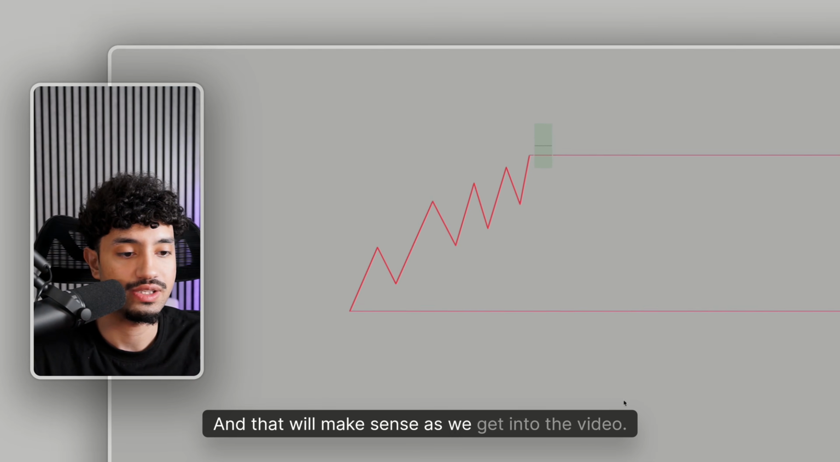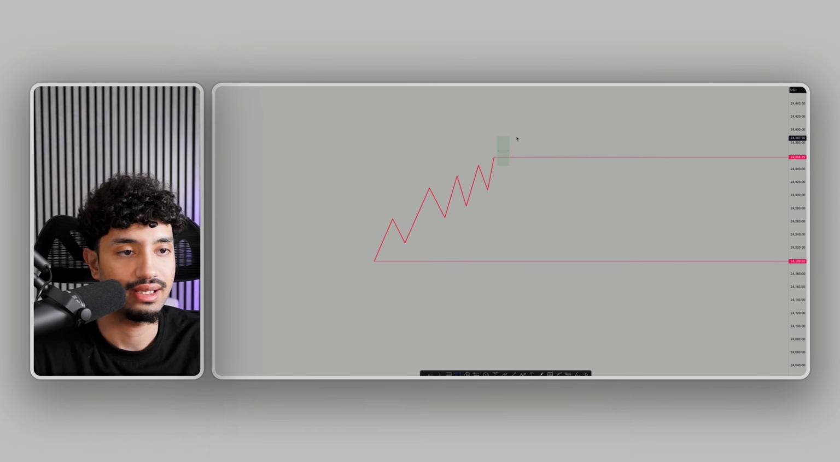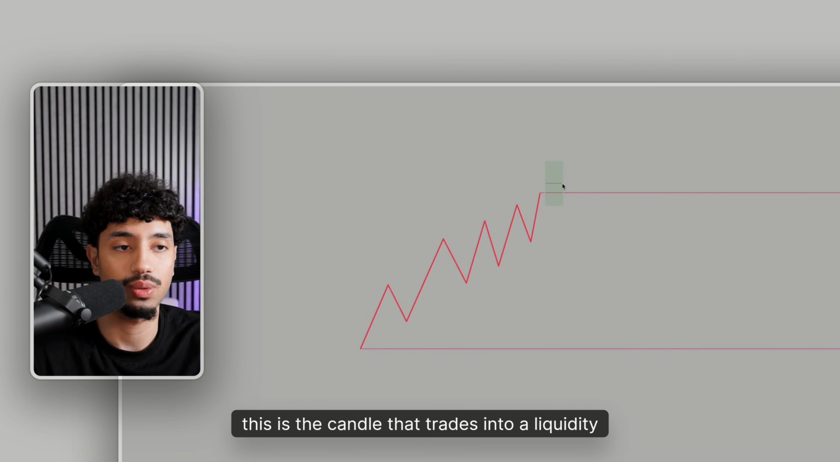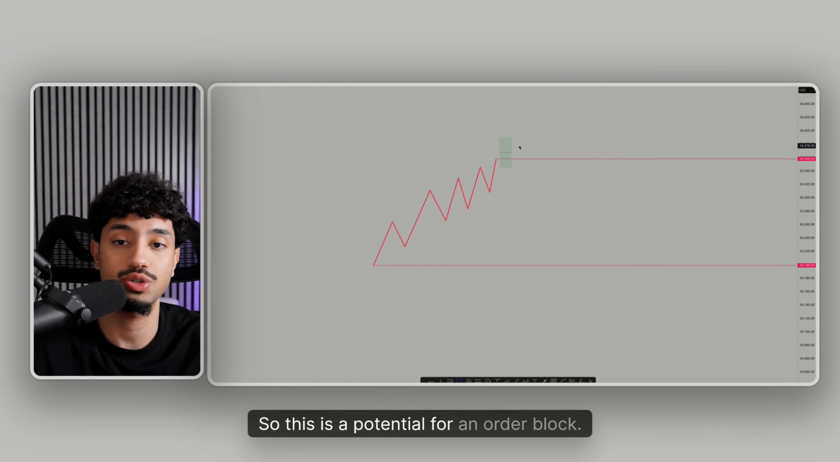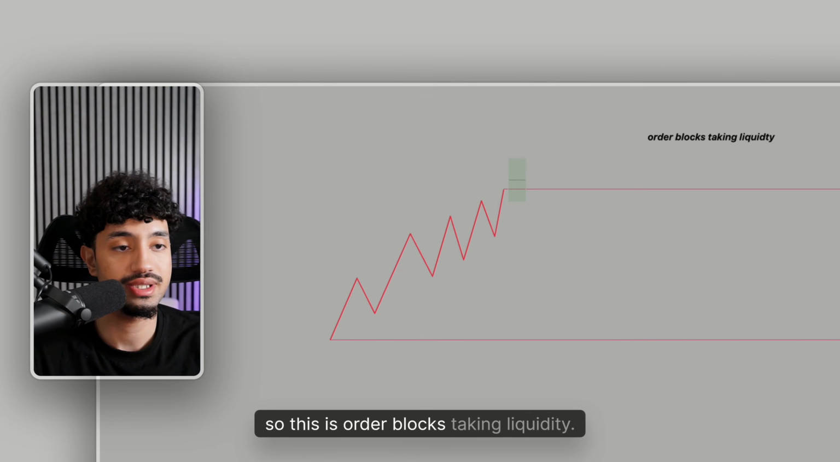And that will make sense as we get into the video, but as you can see, this is the candle that takes out the buy side liquidity, and once we do this, this is the candle that trades into a liquidity pool. So this is a potential for an order block. This is an order block candidate. So this is order blocks taking liquidity.